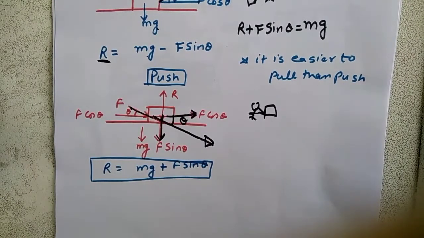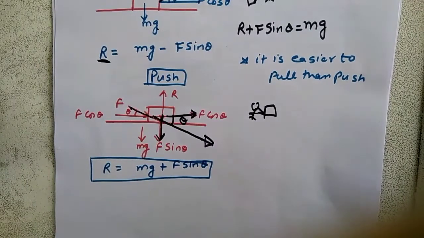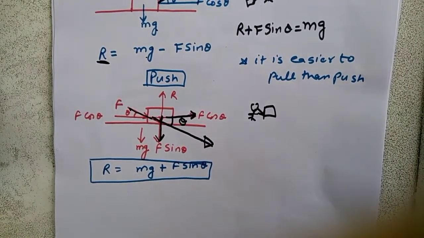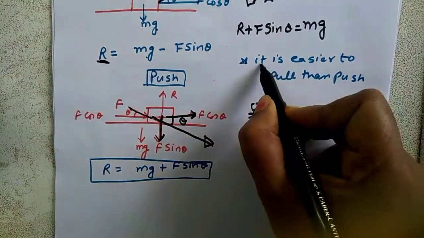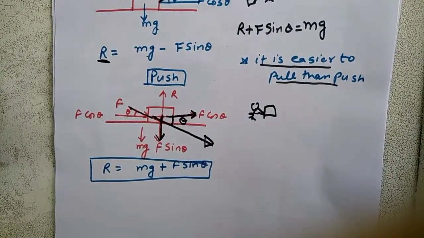So in this case, my apparent weight, whatever I am feeling, is much more as compared to the weight which I felt when I was pulling the body. So the thing is that it is easy to pull than push. That is why we design trolley bags in such a way that we are pulling them, not pushing them.